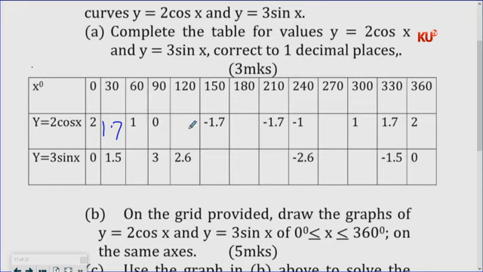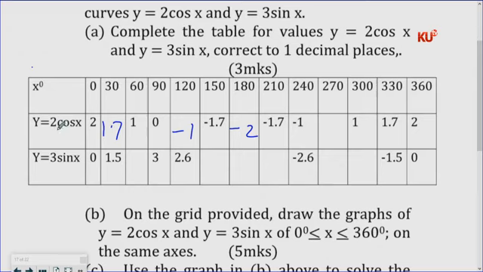Let's work out 2 cos 120. You get negative 1. Very good. The next is 180. If you work out 2 cos 180 degrees, you get negative 2. Very good. The next angle is this one here, 270.